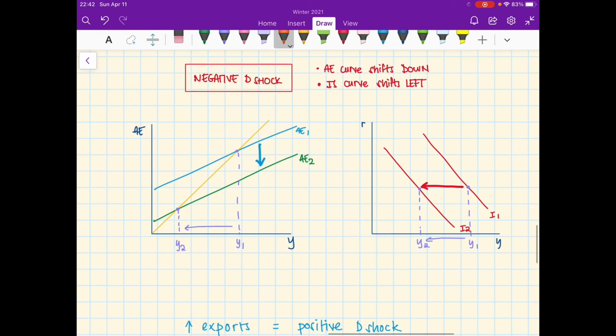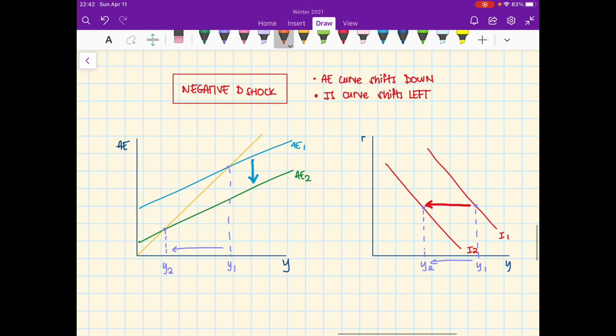Conversely, a negative demand shock will have the opposite effect. It will push the AE curve down, which will decrease the output. You can see that it's shifting to the left. We're decreasing our output here. And this will be reflected again in the IS curve, which will shift to the left, and similarly we will experience a decrease in output.